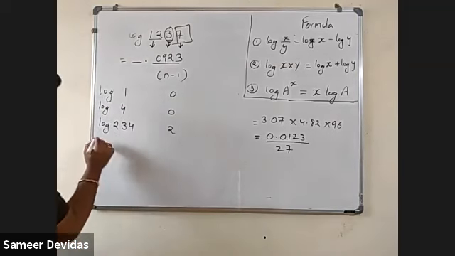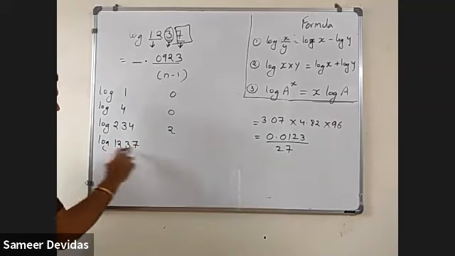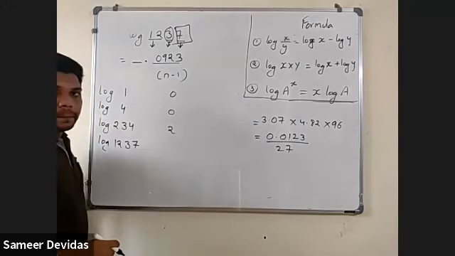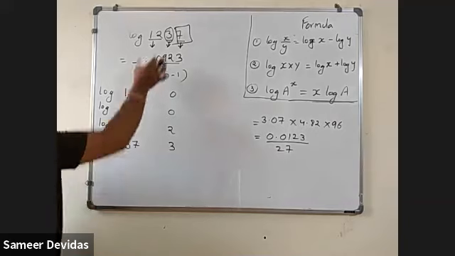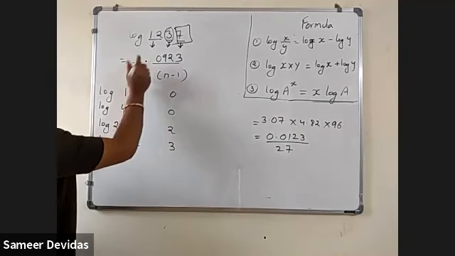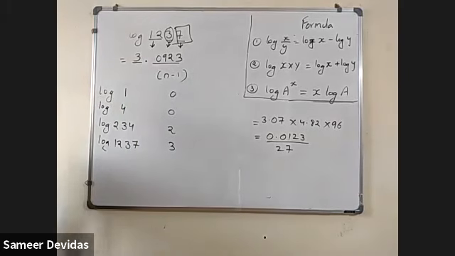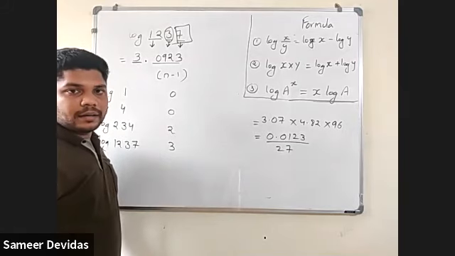Okay, now we'll take log 1, 2, 3, 7. How many numbers? 4 numbers. So by using this formula, 3 is the answer. So in this case, the answer is 3. So whatever the space is there, your answer is 3. Is it clear? Yes or no? Yes, sir.